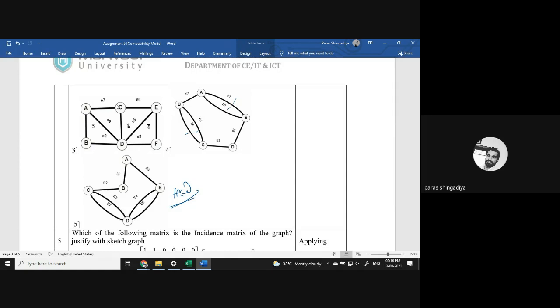After deriving it, you also have to verify it. Check that each and every column has two 1s. If it is not two 1s in a column, if it contains only one or three, then it is an error. It is a wrong answer.